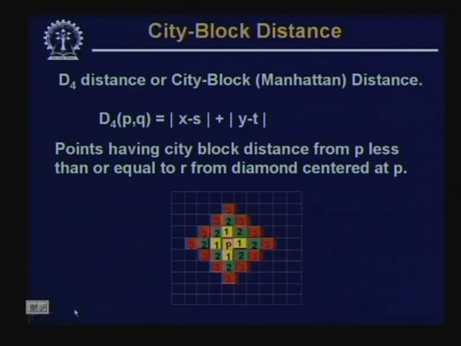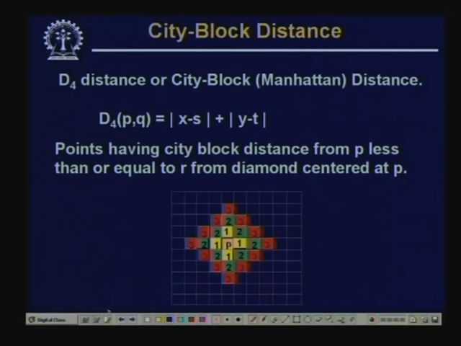Now, coming to the second distance measure, which is also called D4 distance or city block distance, or also known as Manhattan distance. This is defined as D4(P,Q) is equal to the absolute value of x minus s plus the absolute value of y minus t. So, in this case, if I have point P with coordinates x, y and point Q with coordinates s, t.